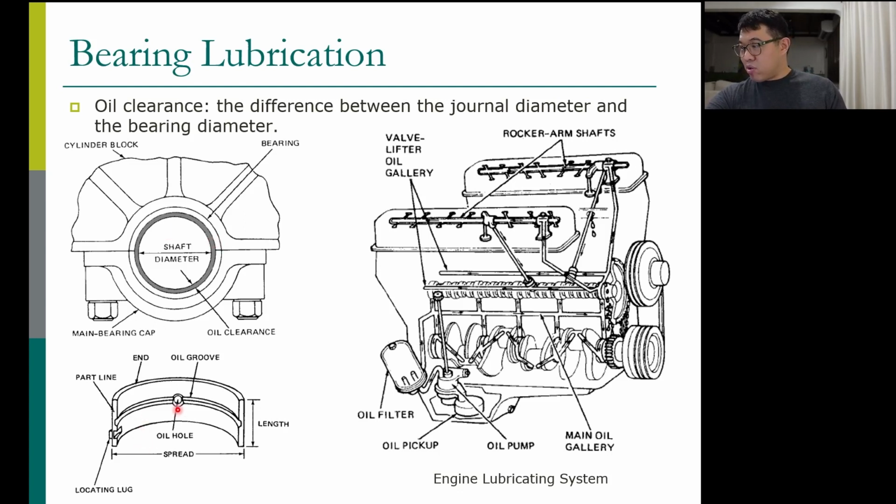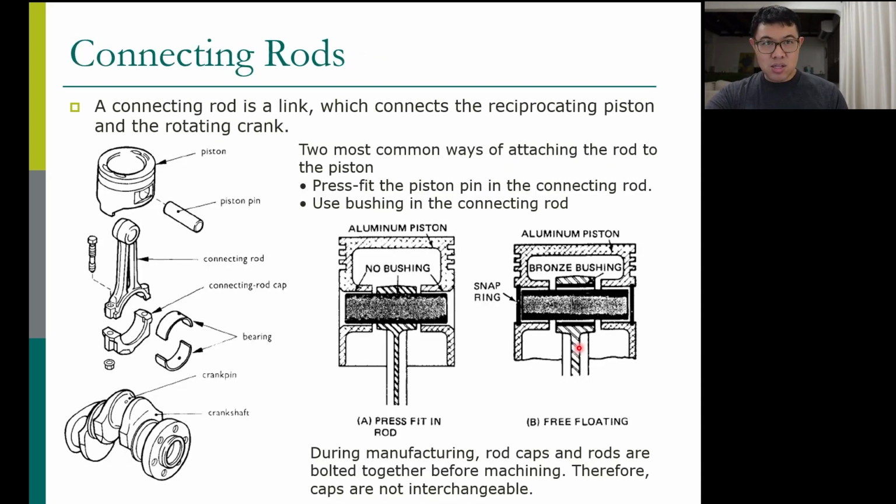Therefore you have an oil hole and an oil groove, such that you can inject the lubricating oil inside the bearing, and this is how the oil circulates. You have an oil pump that pumps the oil inside, and the oil is injected into the bearing like that. So that's how the lubricating system works.